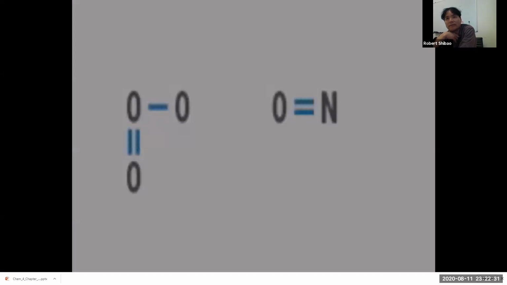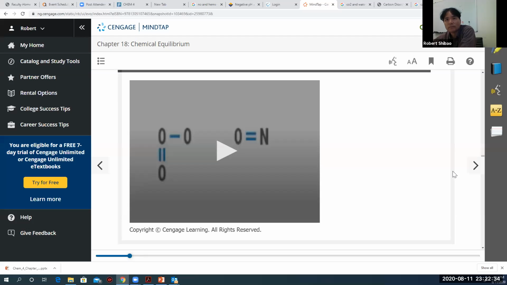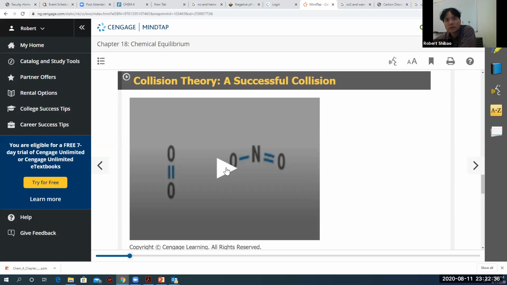Okay, so here they're saying they have enough energy, but their orientation's wrong. And so let's take a look at this collision here.